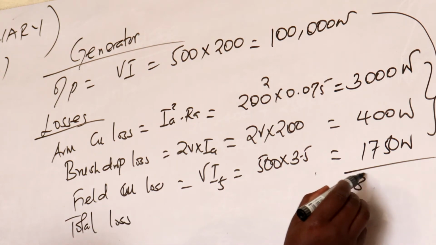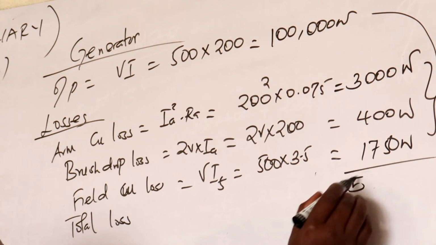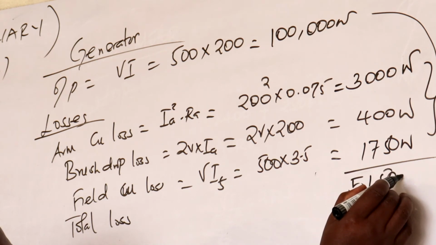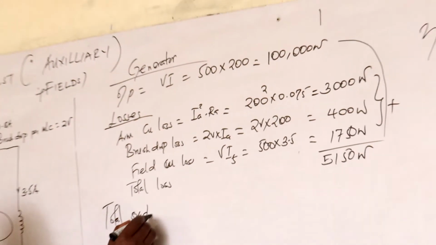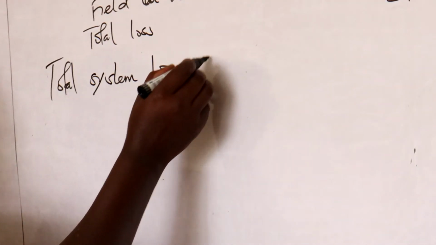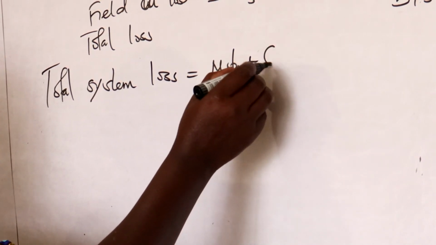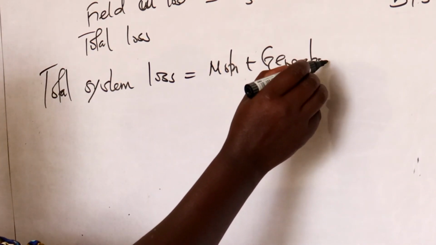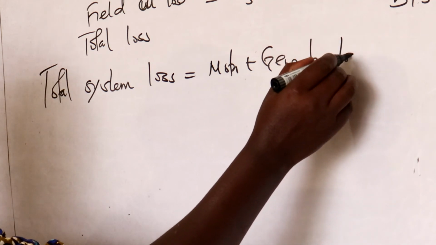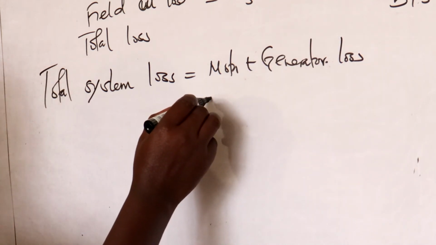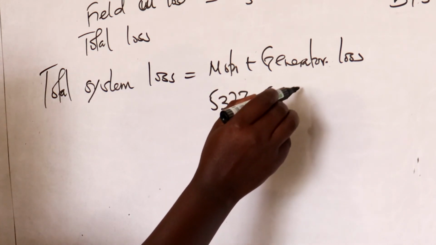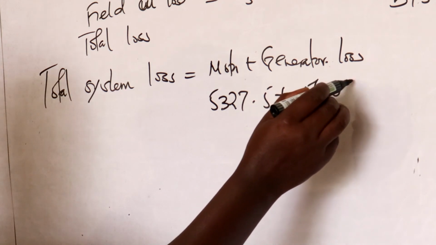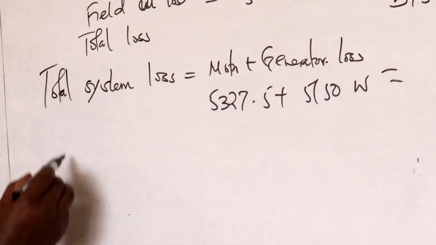Total system loss is the loss for the motor plus the generator loss. So we are talking about 5327.5 plus 5150 as the total system loss.